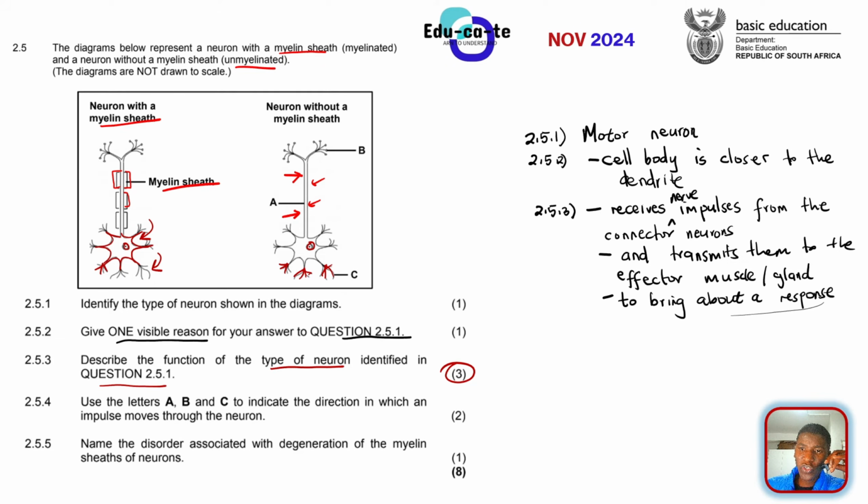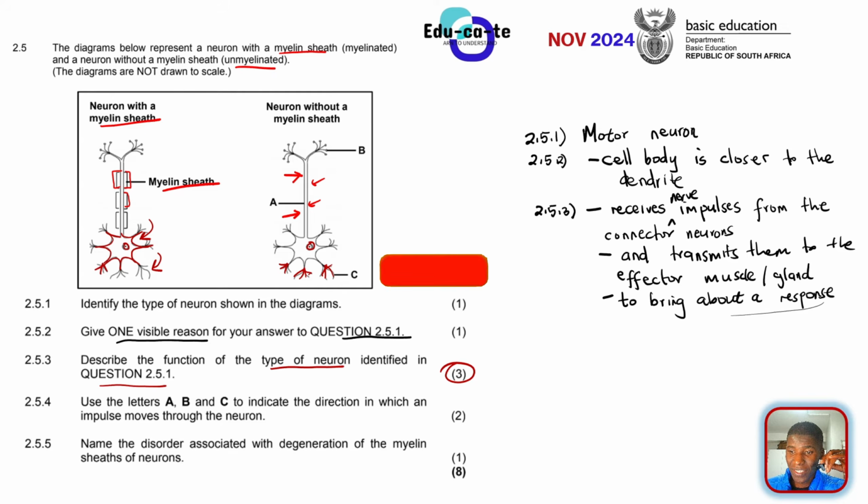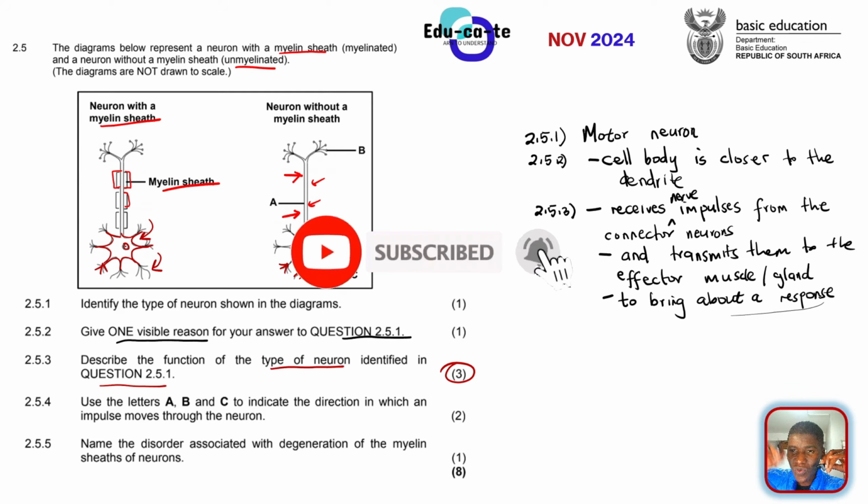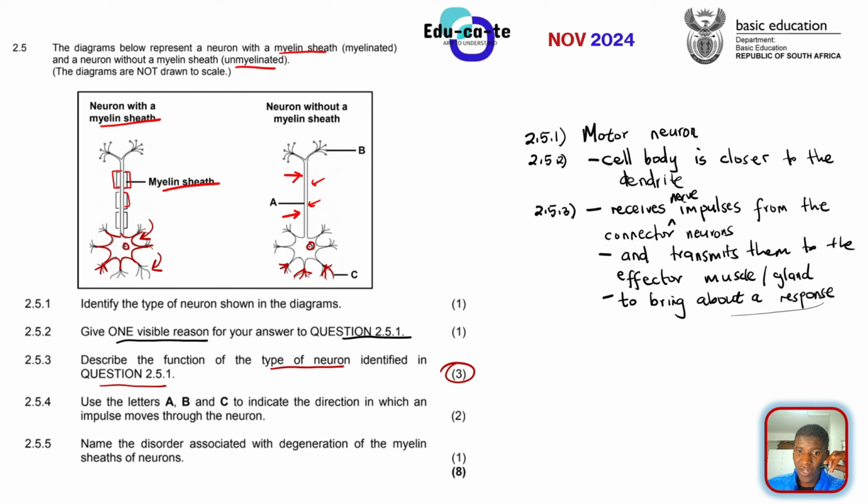So the moment the motor neuron receives those nerve impulses from the connector neuron, it will transmit them to the effector muscle or gland, so that that effector muscle or gland will bring a response, or respond to the stimulus. For example, when you are touching a hot plate, you will eventually pull out your hand. Why are you pulling out your hand so quickly? It is because of this effector muscle or gland. It actually stiffens your muscles and pulls out in time before huge damage has been done. So that's known as a reflex action. So now 2.5.4.